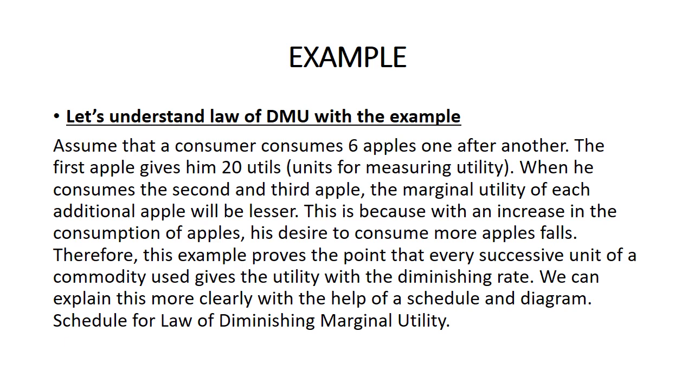This is because with an increase in consumption of apple, his desire to consume more apple falls, right? Because your stomach starts getting filled, so you no longer desire to eat more units of apple. As you consume more and more apples, your craving to eat apple becomes diminishing. Therefore, this example proves the point that every successive unit of a commodity used gives utility at a diminishing rate. Now we can explain this further with the help of a schedule and a diagram.